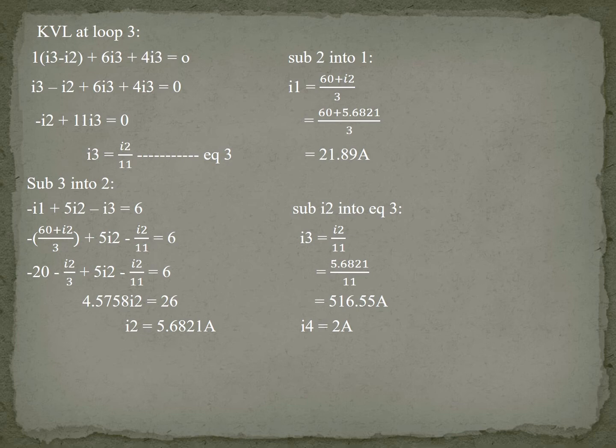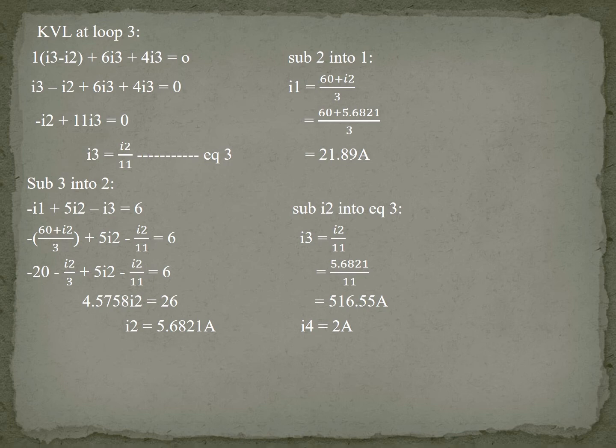Then, we substitute 3 into 2, we will get negative I1 plus 5I2 minus I3 equal to 6. Negative bracket 60 plus I2 over 3 bracket plus 5I2 minus I2 over 11 equal to 6. Then we rearrange the equation and we will get I2 equal to 5.6821 ampere.